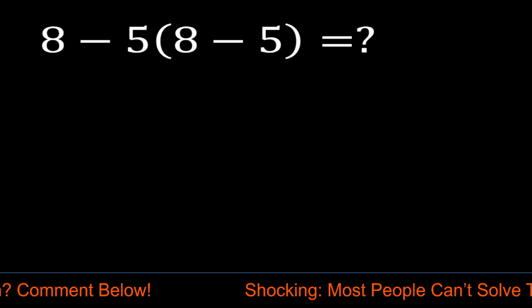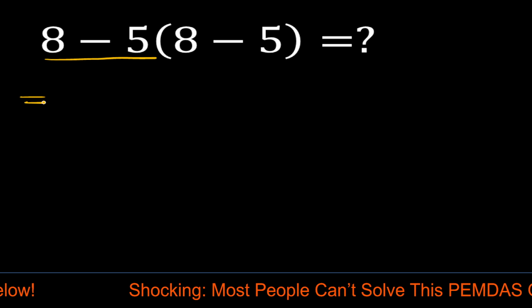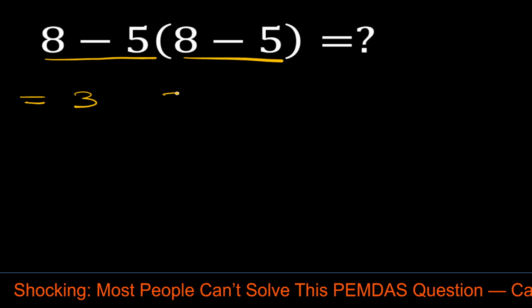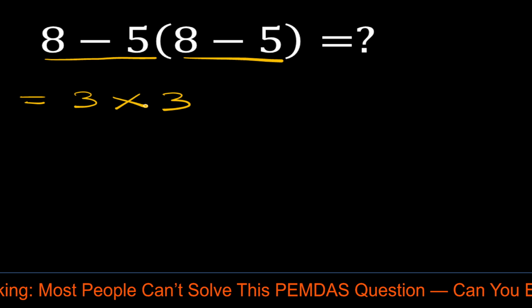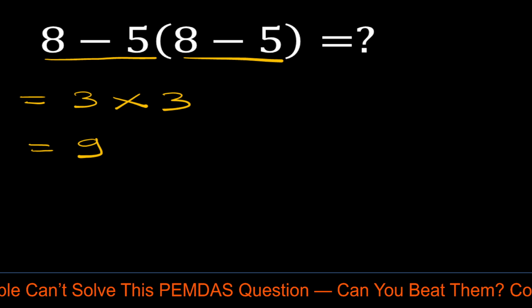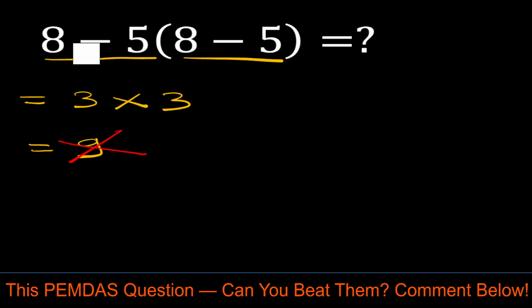So most people solve this question like 8 minus 5 is equal to 3. Then again 8 minus 5 is equal to also 3, right? Now 3 multiply 3 is equal to 9. But this answer is not correct. This answer is completely wrong.